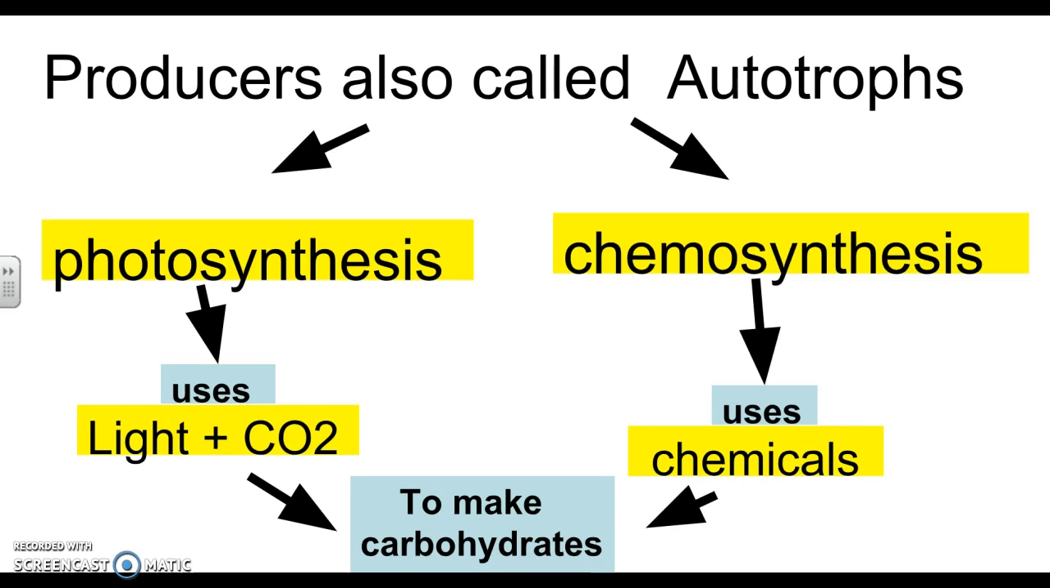But for number 4, they both are going to make carbohydrates. It's just that with photosynthesis, you're going to use light and CO2 to make glucose and oxygen. With chemosynthesis, because there is no light, they have to use other chemicals, like hydrogen sulfide, which is what they get from the hydrothermal vents deep in the ocean. They're going to use that to make their carbohydrates.